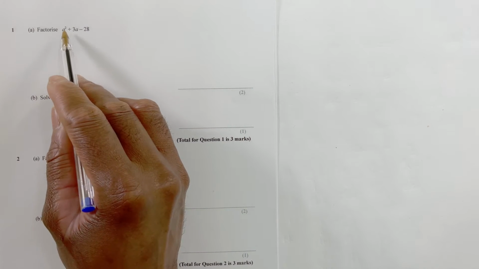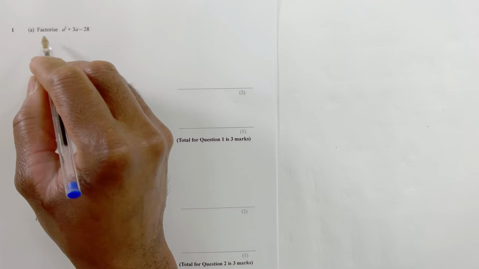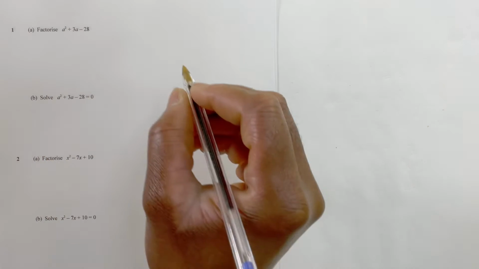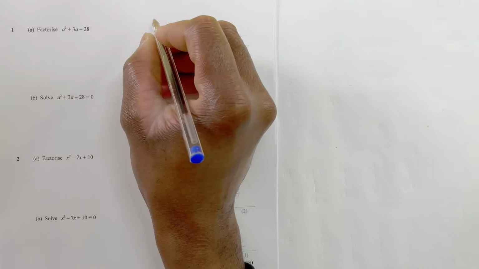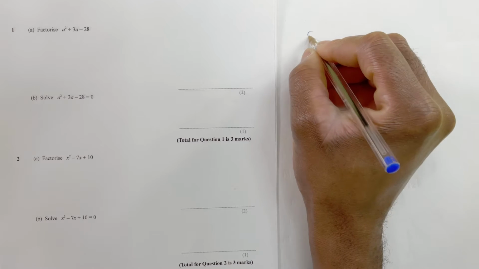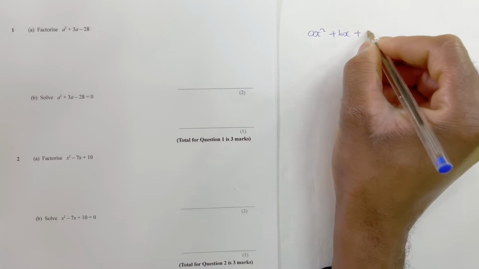Factorize a squared plus 3a minus 28. This is quadratic. It's similar to a quadratic, which is ax squared plus bx plus c.